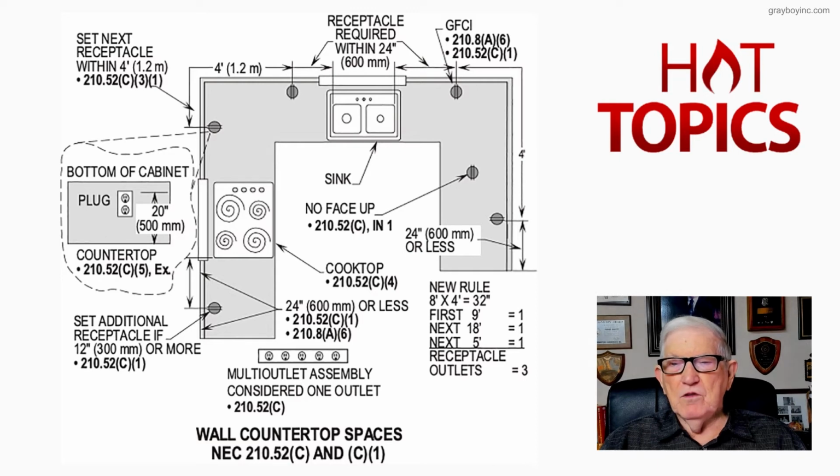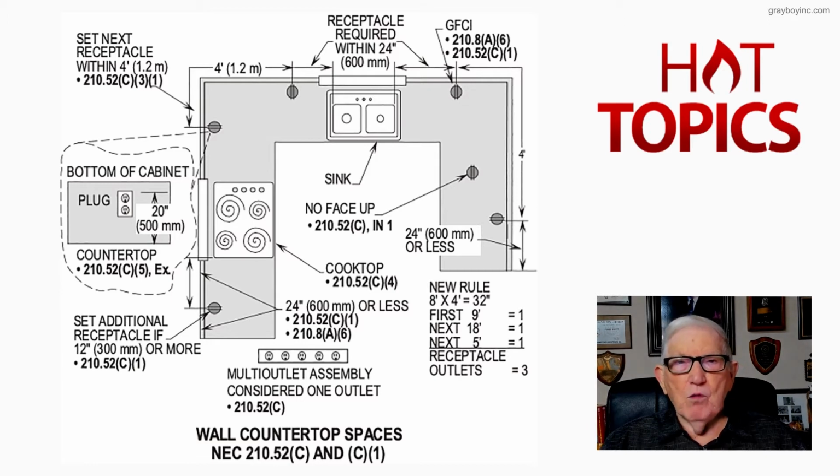And then we'll get into the new rule for the number of receptacles. And basically, we'd apply these 2 rules right here. We warn you about it in this illustration, if you have an island or a peninsula. And then, of course, you're going to space by 210.52C and C1. And then the GFCI protection is 210.8A6.